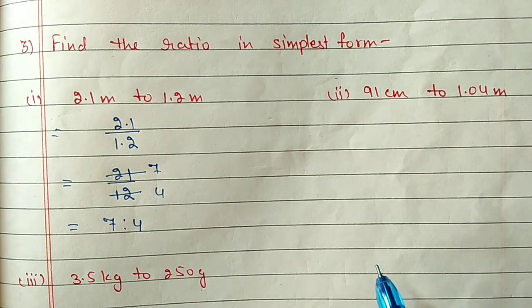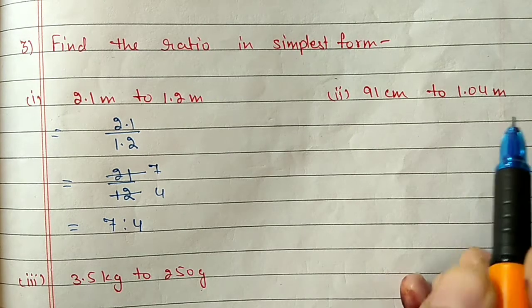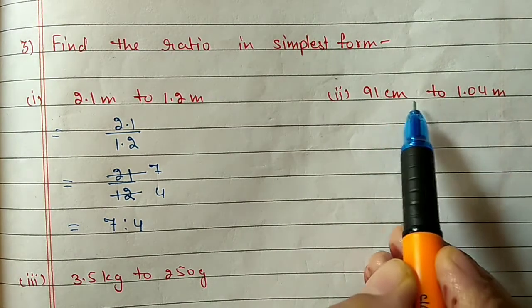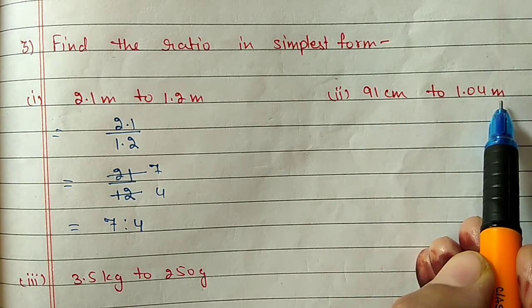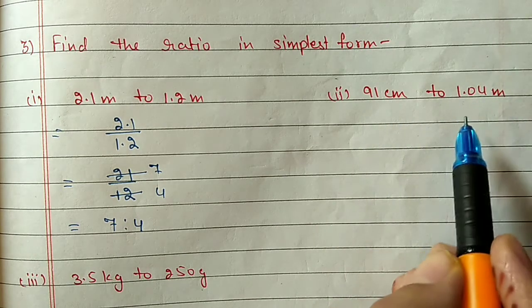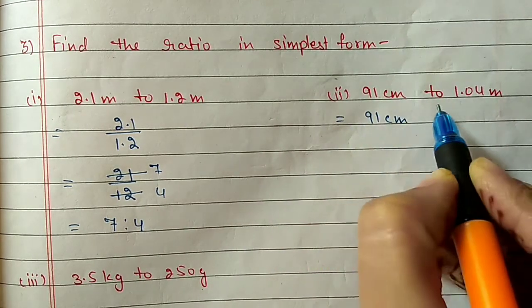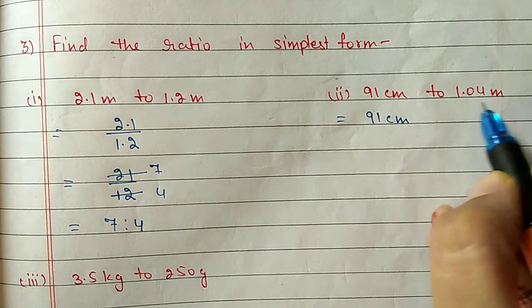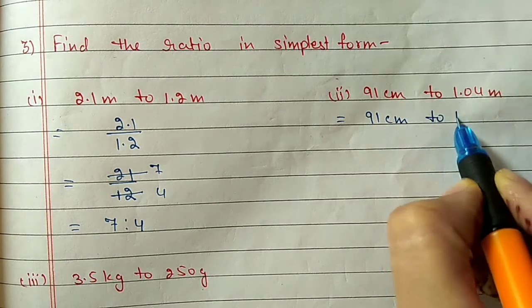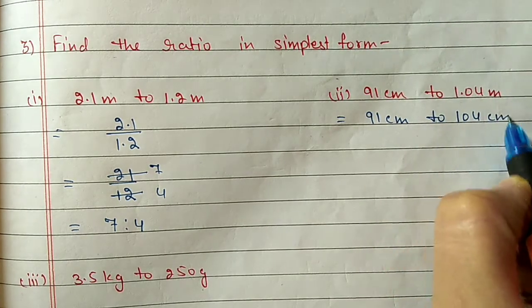Next is the second part, 19 centimeter to 1.04 meter. So in this case the unit is different. This is in centimeter and this is in meter. So first we need to change into the same unit. So this meter we can change into centimeter. 1 meter is equal to 100 centimeter. So it will become 104 centimeter.